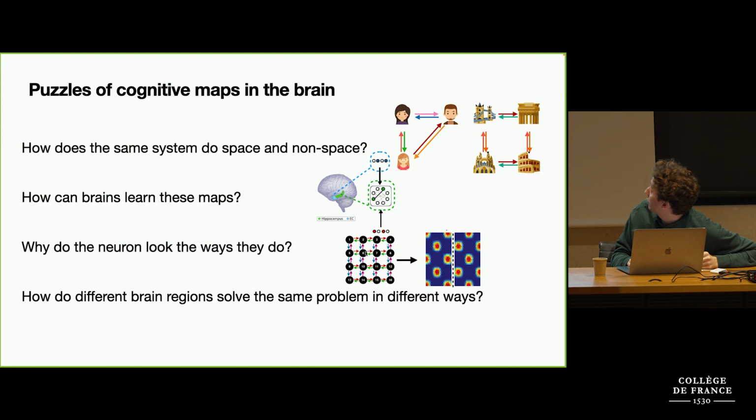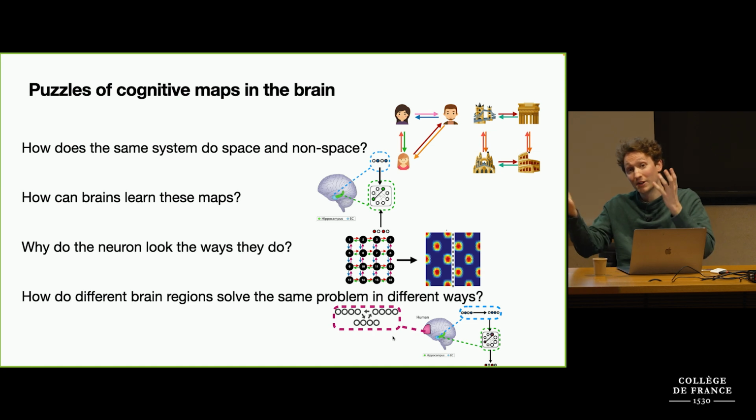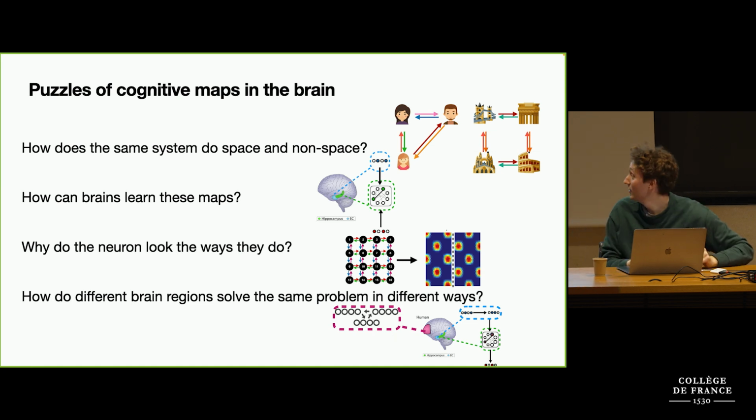So why do the neurons look the way they do? Well, it turns out these neurons are the optimal representation for representing relationships. And lastly, how do these different brain regions solve the same problem in different ways? Well, we presented these two competing model formulations, and this one ends up being able to predict a lot of cells in hippocampal formation, and this one ends up being able to predict a lot of cells in frontal cortex. And we've shown that those two things actually have a deep duality to them as well.